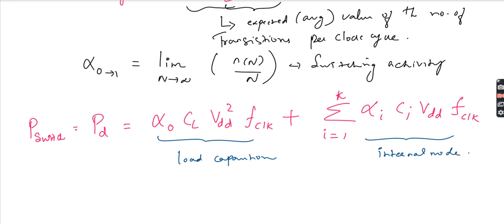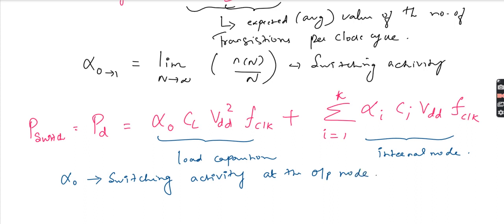Now from this we can understand what alpha is. What is alpha naught? The alpha naught is nothing but the switching activity at the output node. Remember that. But alpha I is the switching activity at the ith node.